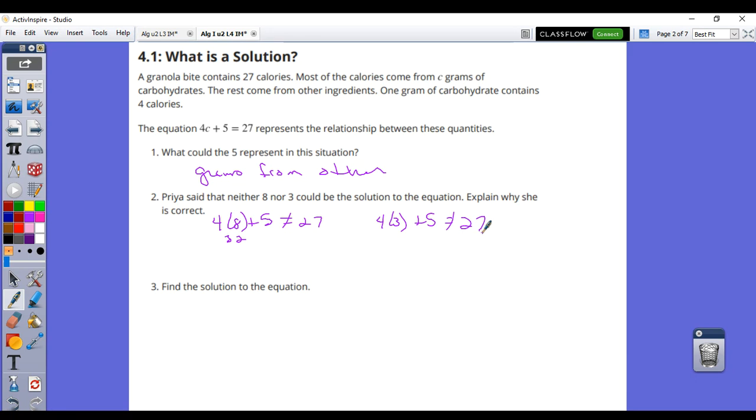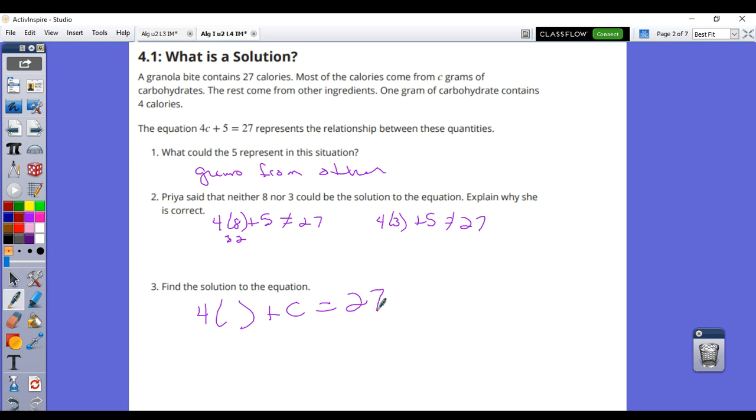So what is the solution? So what number would make that true? Hopefully you got it figured out. 8's a little bit too big. 3's a little bit too small. So it's somewhere in the middle there. So what about 5? If we tried 5, would 5 work? Nope, that's 25. So we need something a little bit more than that.